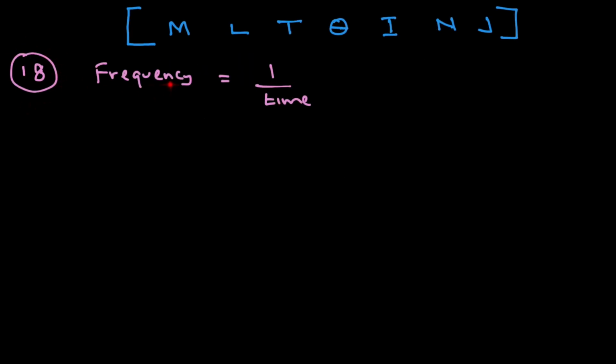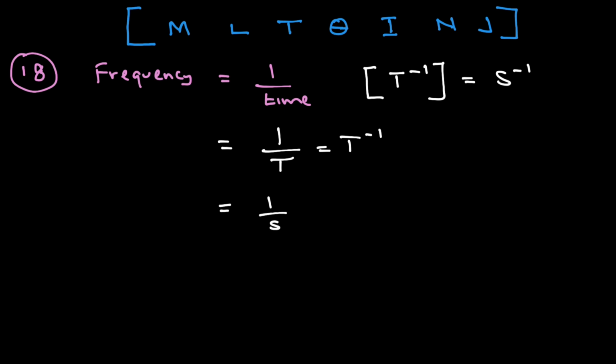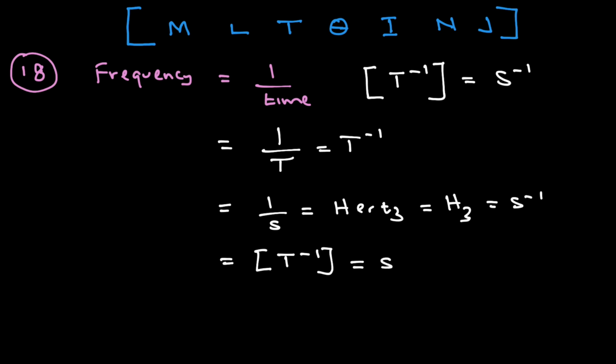Number 18, frequency equals 1 over time. And that gives us a dimension of time to the power minus 1, because 1 over time is basically 1 over capital T, which is T to the power minus 1. And the unit is seconds to the power minus 1. But 1 over seconds, the unit is called hertz, which is Hz, and that's the unit for frequency. Unit for frequency is 1 over seconds, or seconds to the power minus 1. So the dimension is T to the power minus 1, and the unit is seconds to the power minus 1. And that's unit, and this is dimension.